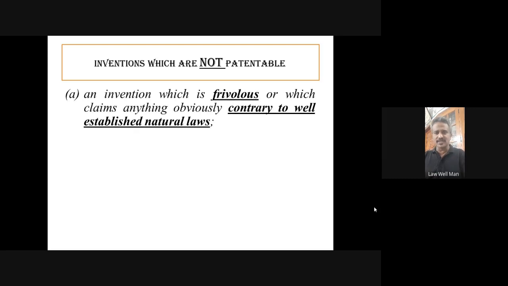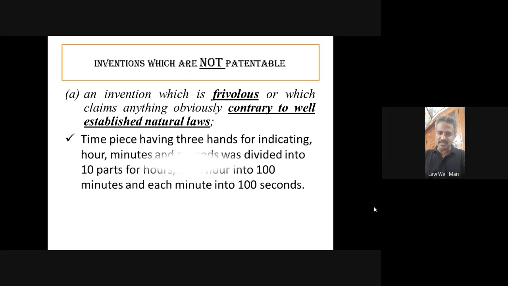So we had just started off with Section 3, but I'll go through that once again. We discussed just one or two clauses in that. It's a bit lengthy and important section, but we have to go through it. That's important from an examination point of view as well. So going to Section 3, clause A, it goes like this: an invention which is frivolous or which claims anything obviously contrary to well-established natural laws cannot be patented. That's the understanding.